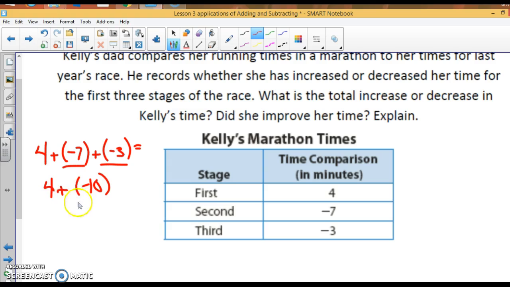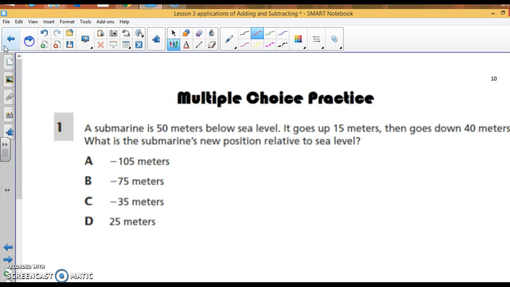4 plus -10, they are different. So I subtract and take the sign of the larger. So -6. Did she improve her time? Yeah, she improved it by 6 minutes. All right. A submarine. Now you actually want to do the problems on page 10. And you can do the problems in the homework.